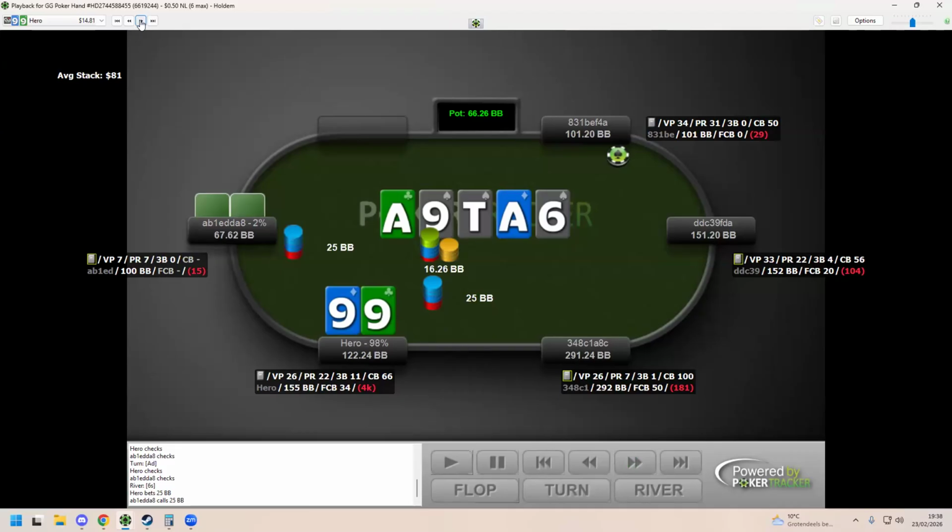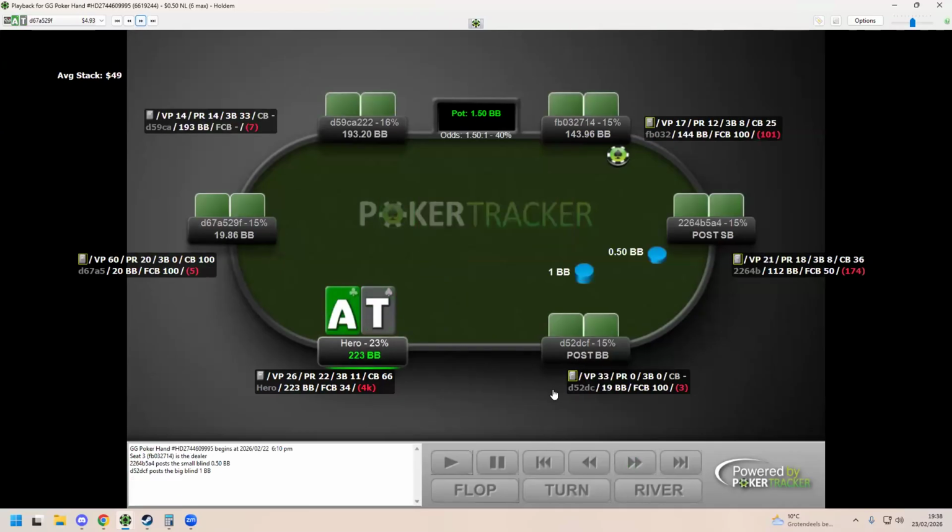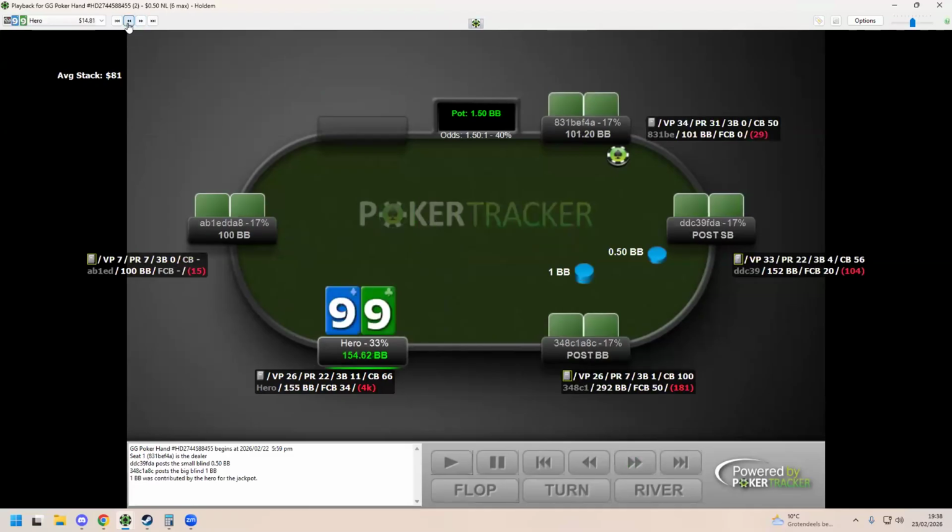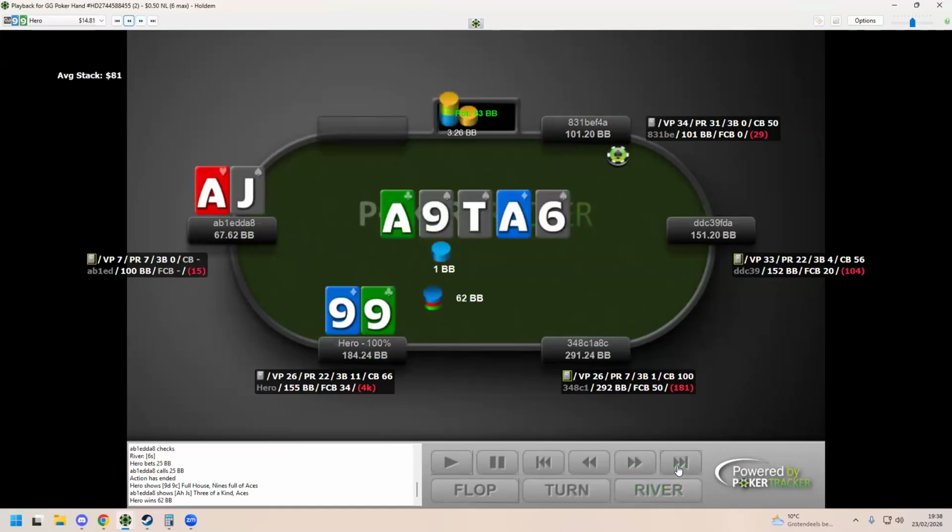I like it. No showdown? Oh, he had ace jack. He had an insane ace jack that he never bet. Didn't bet the flop, didn't bet the turn.